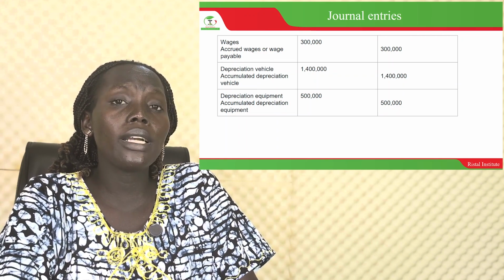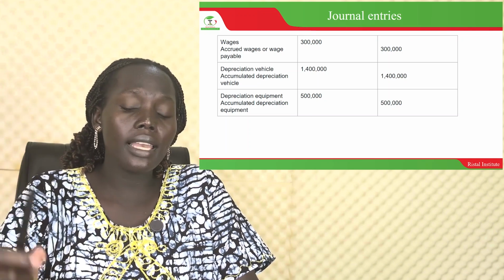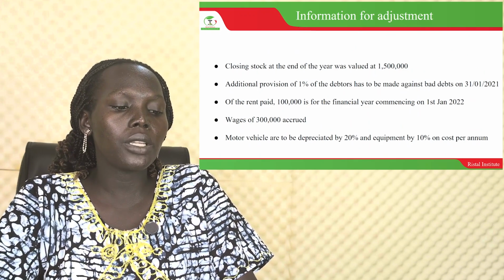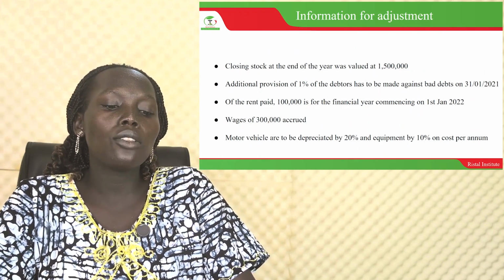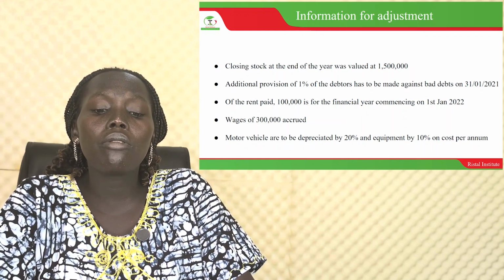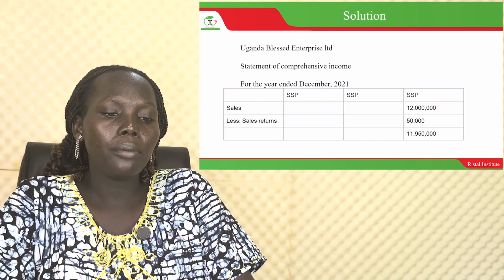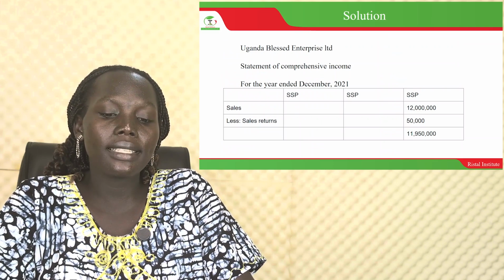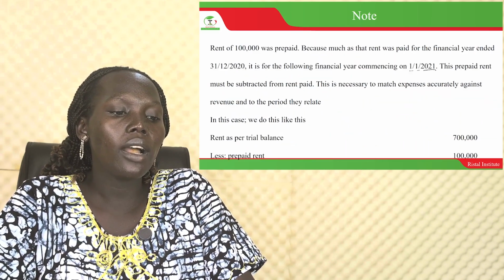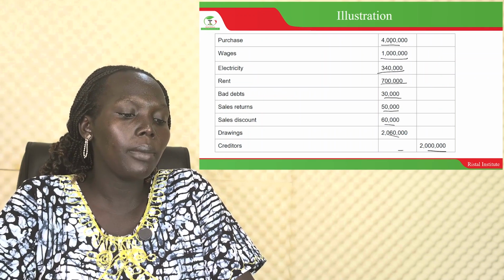And then what we call depreciation of a vehicle. Now let's go to our additional information. They are saying motor vehicles are to be depreciated by 20%, and equipment by 10% on the cost per annum. So when we calculate, remember we get 20% of, we see how much was in our illustration for equipment.